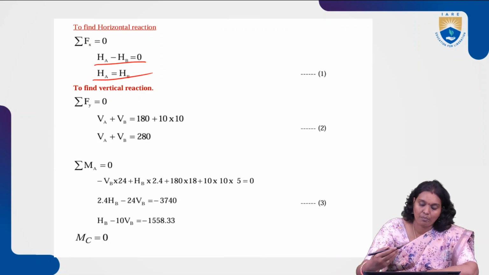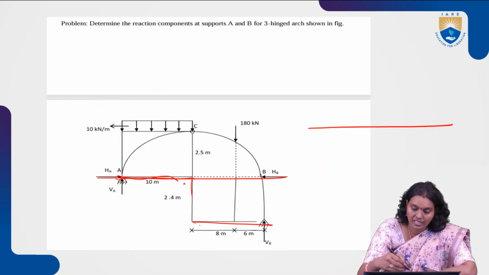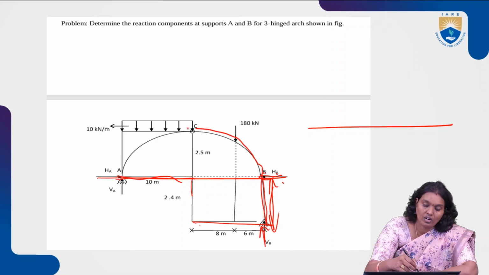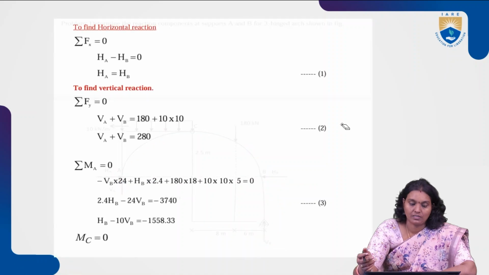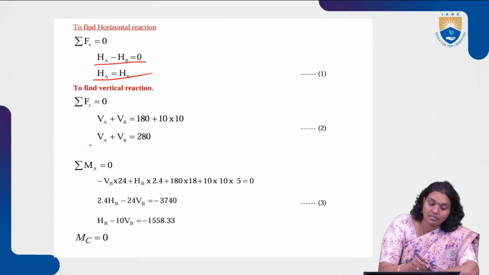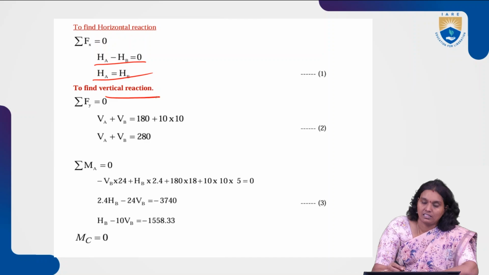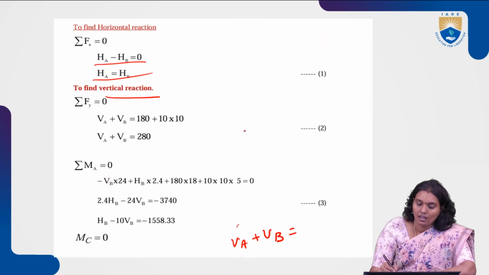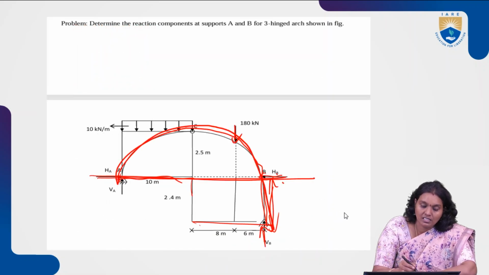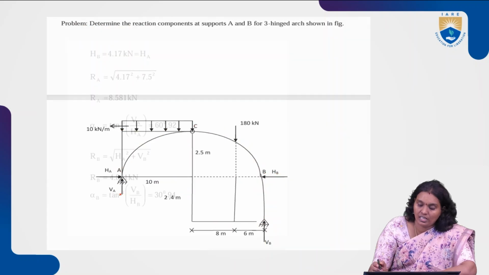So similarly we are applying, but here the difference is there. So this horizontal reaction is there, vertical reaction is there. These are not symmetrical, so the supports are not at the same axis, not at the same condition. So for this also we are finding the same vertical reactions. From the total loads, VA plus VB is equal to, we know, 180 plus 10 into 10.